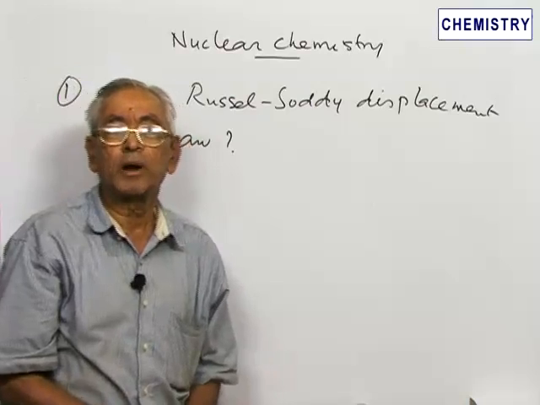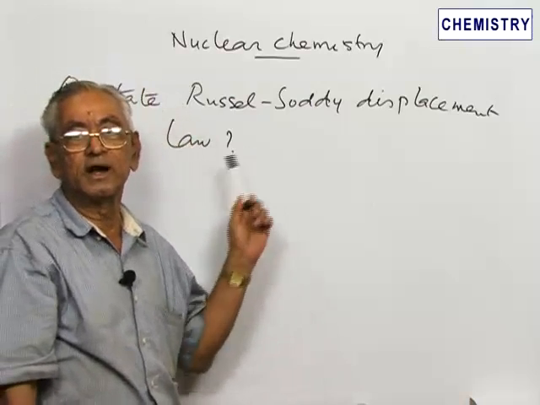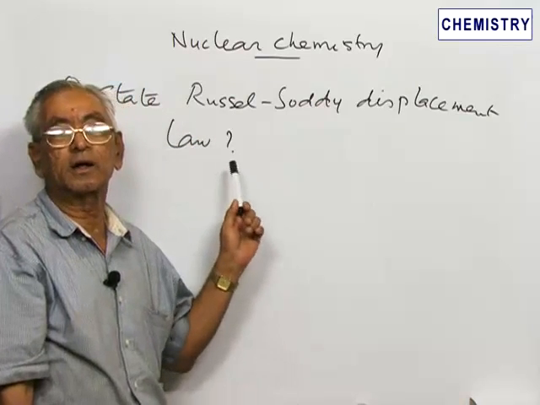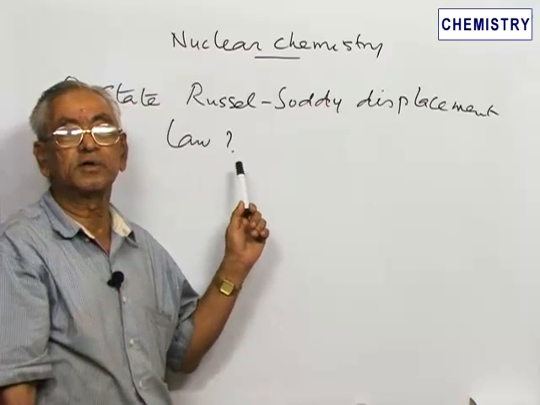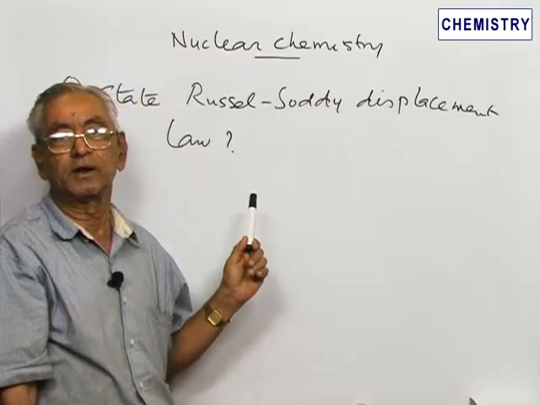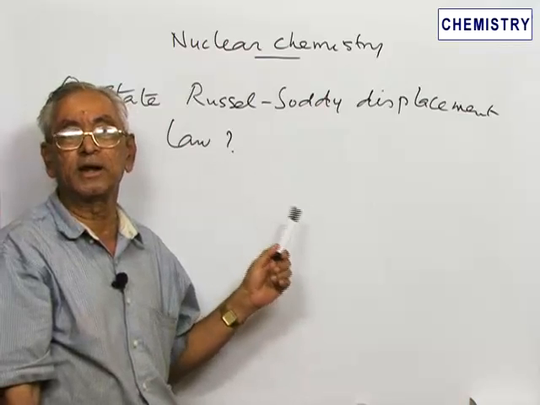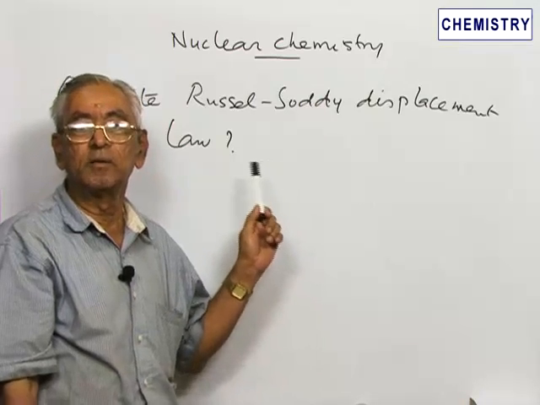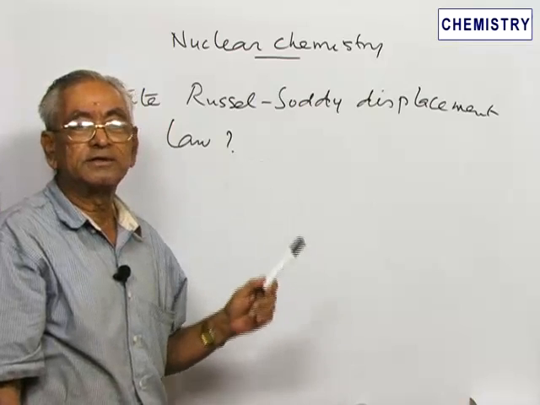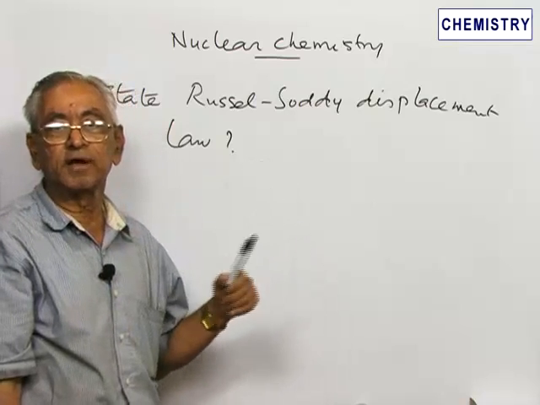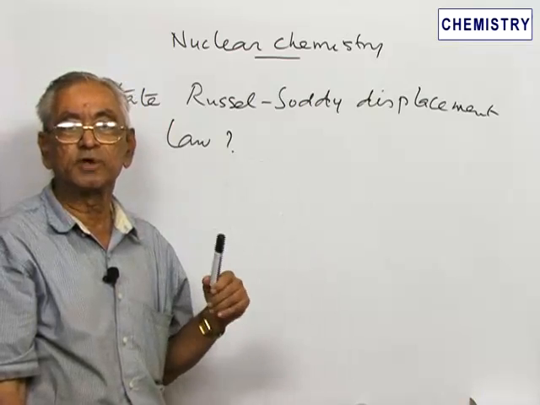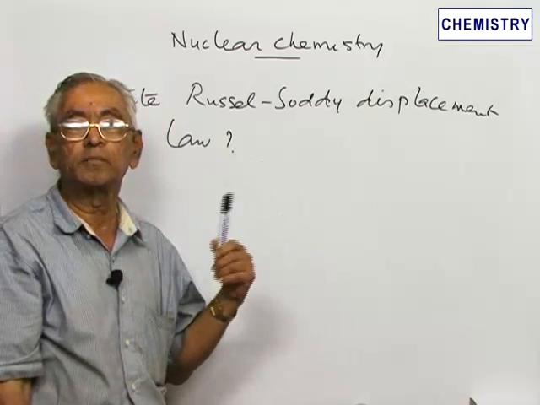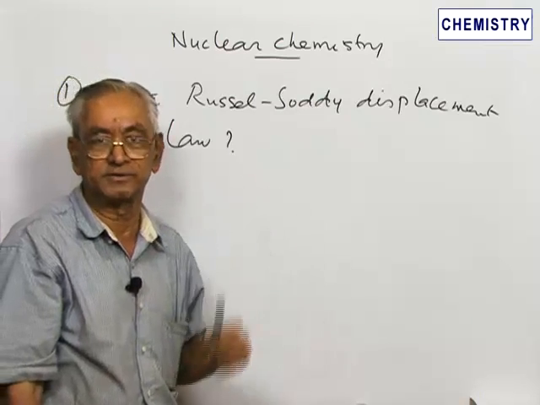One of the important properties of a radioactive nucleus is to exhibit radioactivity. Not all nuclei will exhibit radioactivity; there are some nuclei which will be radioactive. As we have discussed earlier, radioactivity consists of the emission of alpha, beta and gamma particles.